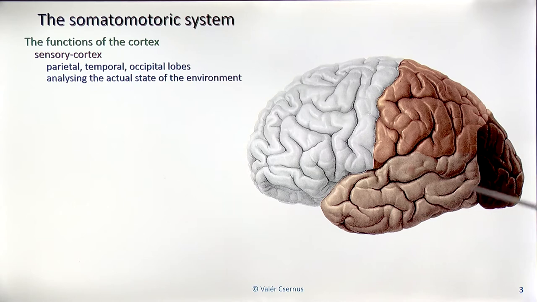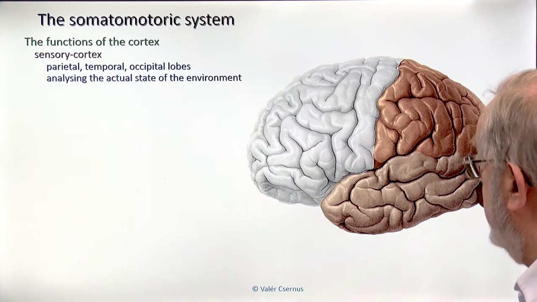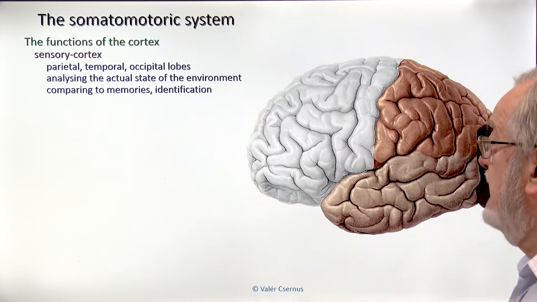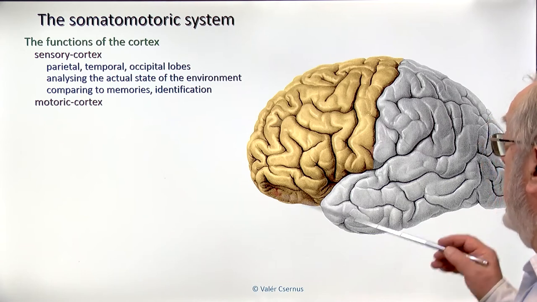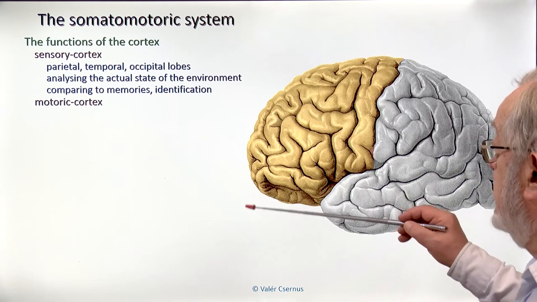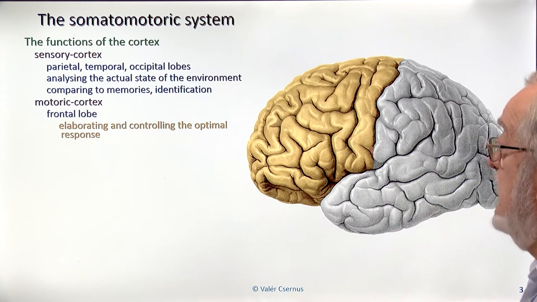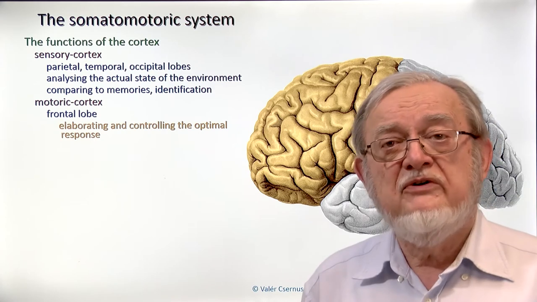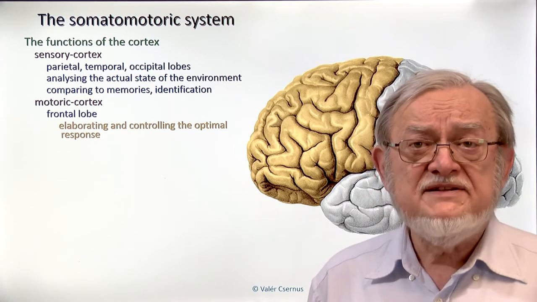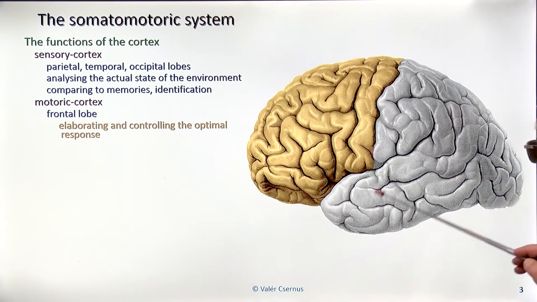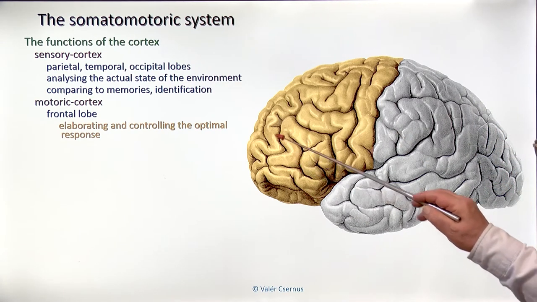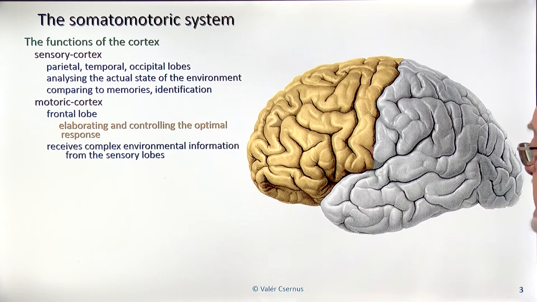So through various organs, these lobes, we get very delicate information on the environment. We compare it with memory and identify things. In contrast, we have the motoric cortex, which is only the frontal lobe, and this is the lobe of the response. With this lobe, we can respond to the environment, getting information from the sensory lobes. This will prepare the response.